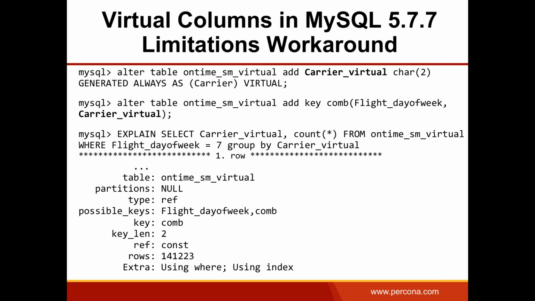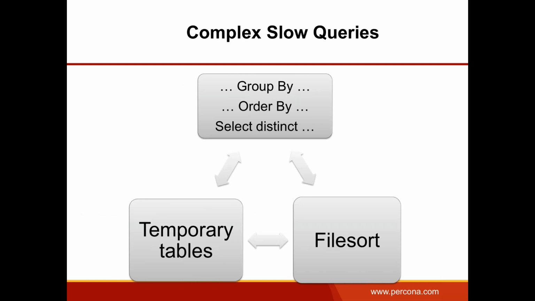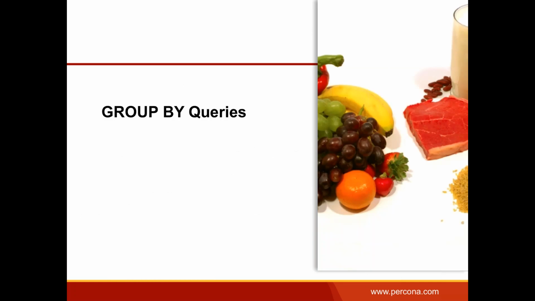So let's talk about our next topic, which is the complex slow queries. Those are the usual suspects, those queries that you will usually find in your MySQL slow query log. And those queries will usually contain group by, order by, or select distinct. And they will usually create a temporary table or do a so-called file sort. So let's start with the group by queries.